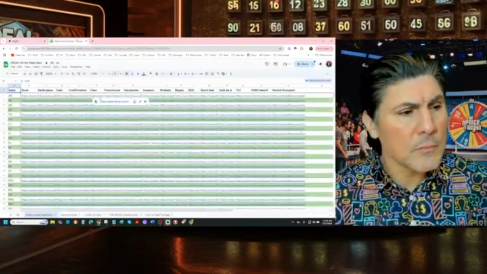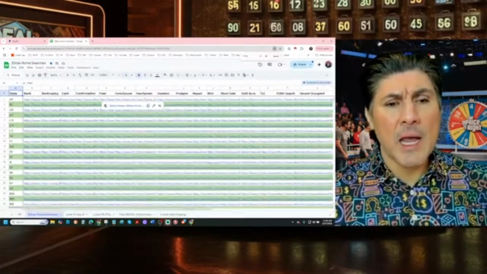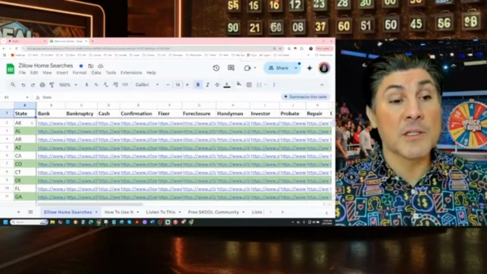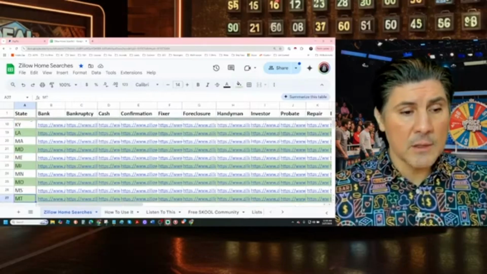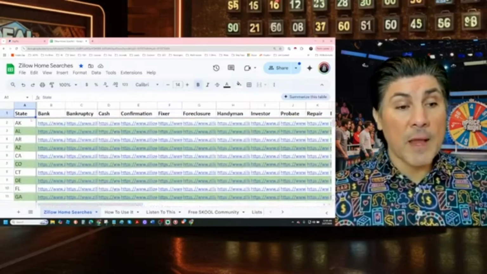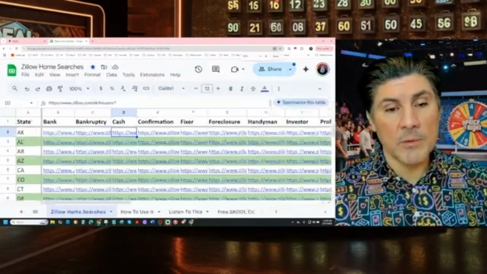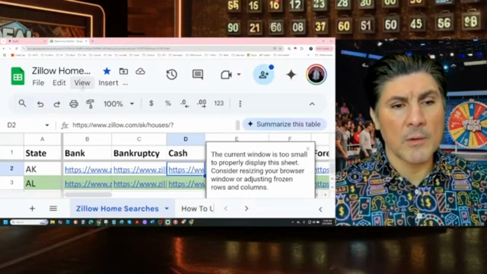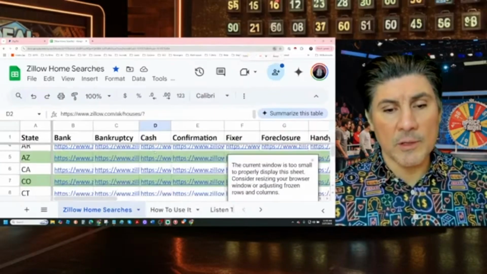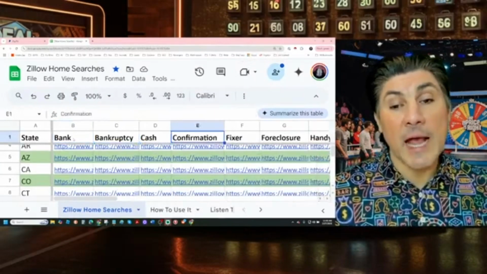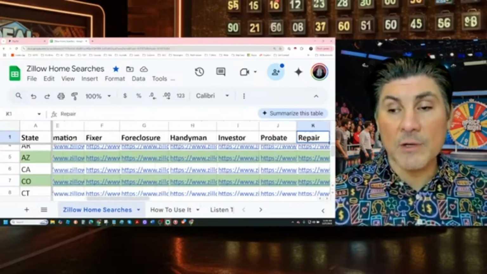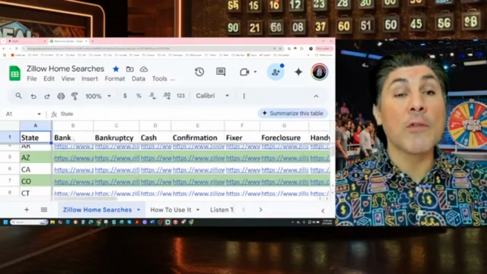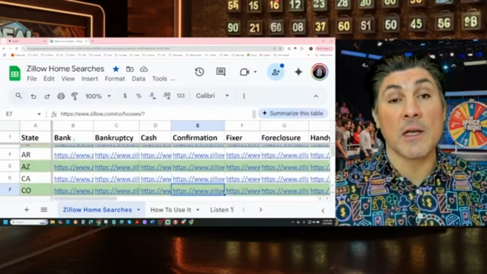I'm going to zoom in because I know that some of you are watching on your mobile devices and you can't really see what this looks like. But this is the spreadsheet. So for all 50 states, all right, you see they're all there, and these are the keywords. I'll zoom in a little bit more. Anyway, that's as good as I can get when it comes to zooming in. Sorry about that. So each of these keywords: bank, bankruptcy, cash, confirmation, fixer, foreclosure, handyman, investor, probate, repair, REO, short sale, sold as is, TLC, FSBO search, tenant occupied. All of those words are somewhere in the property description.